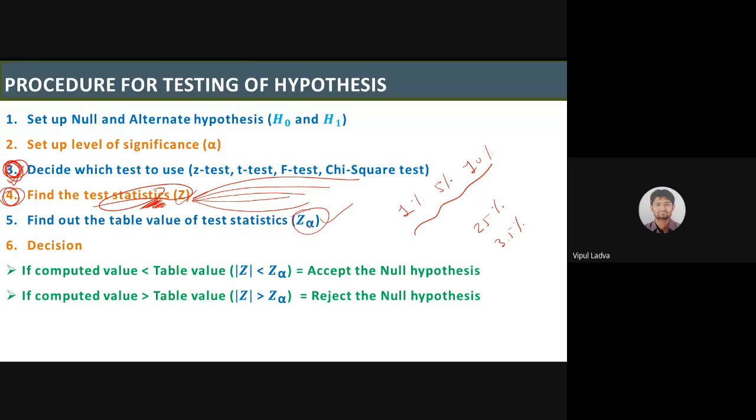So we may decide once we have that value of z, we are going to compare it with z alpha, the critical value. If our z statistic value is less than the critical value, then we are going to accept the null hypothesis. In the other case, we are going to reject the null hypothesis. So this is the process we are supposed to follow.